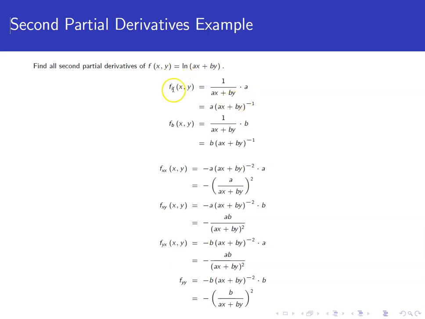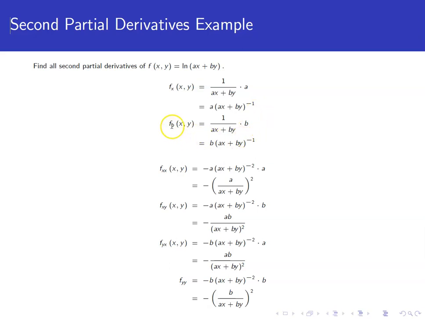All right, so partial with respect to x. Outside function is natural log. We get 1 over the inside, so 1 over ax plus by. Derivative of the inside with respect to x is going to be a, and then a plus 0 here, since the y is treated as a constant. I'm going to rewrite that with a negative exponent. That should just help us be able to take the second partial here in a minute.